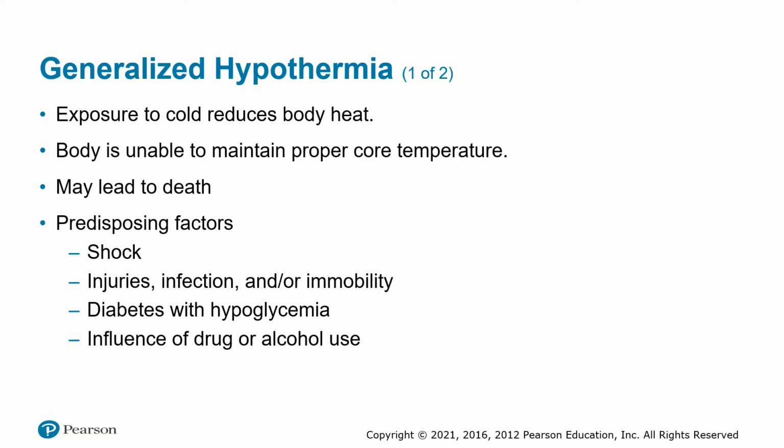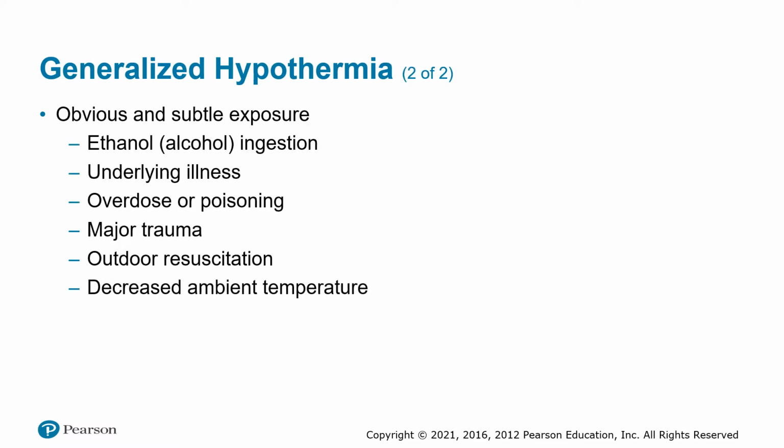Generalized hypothermia. Exposure to the cold reduces body heat. The body is unable to maintain proper core temp. This may lead to death. Some predisposing factors include shock, injuries, infection, or immobility. Diabetes and hypoglycemia also up the risk, as well as drug and alcohol abuse.